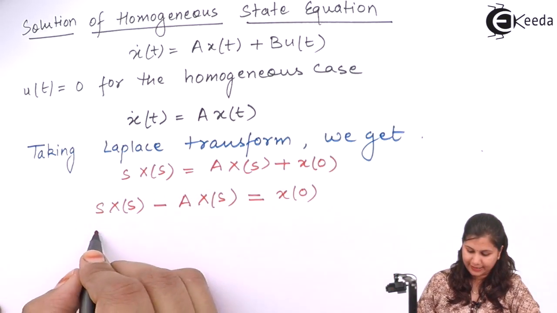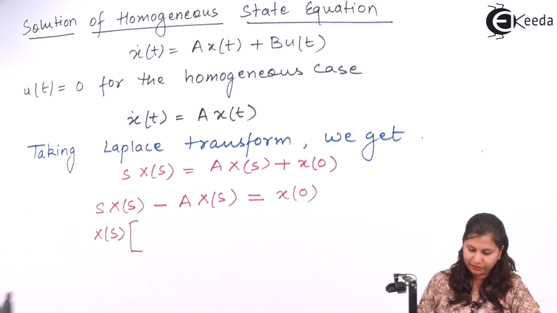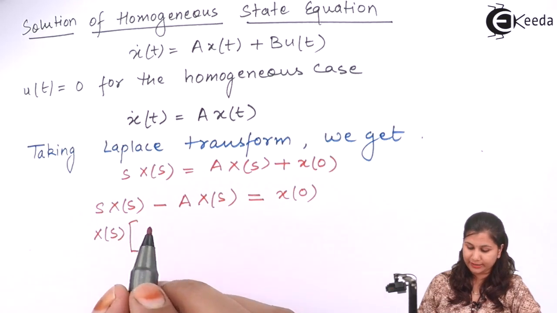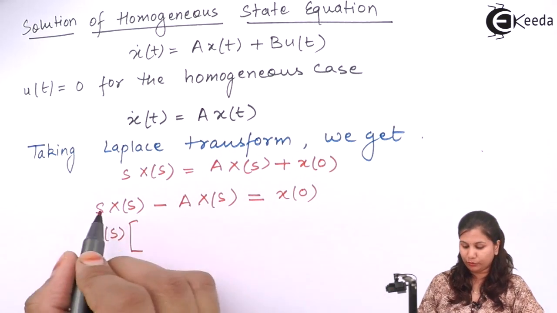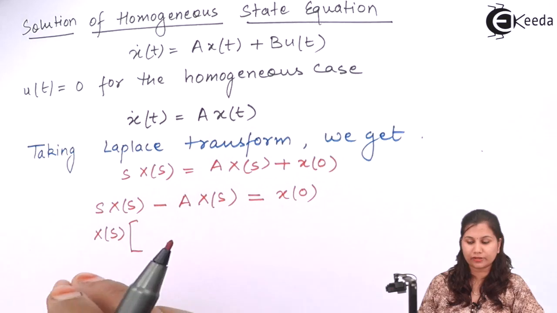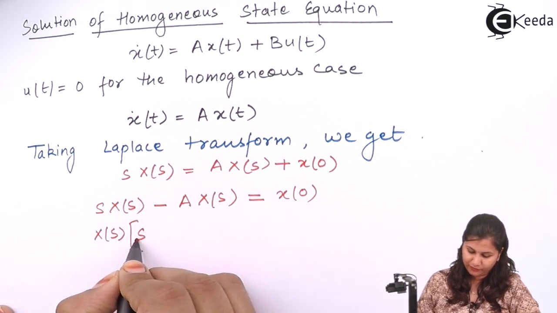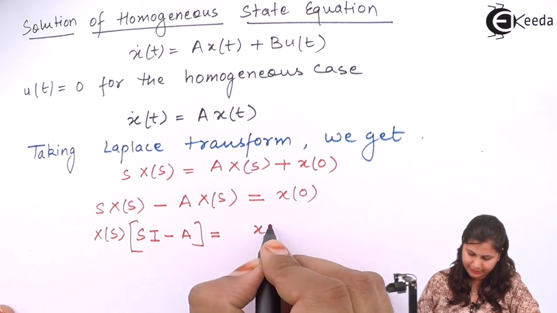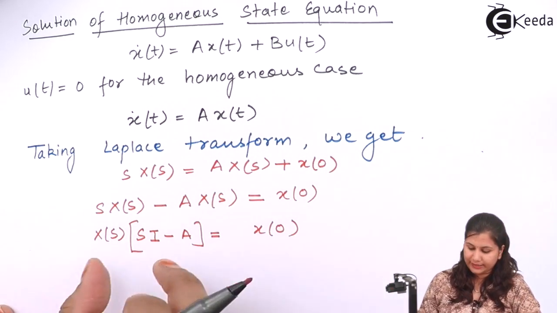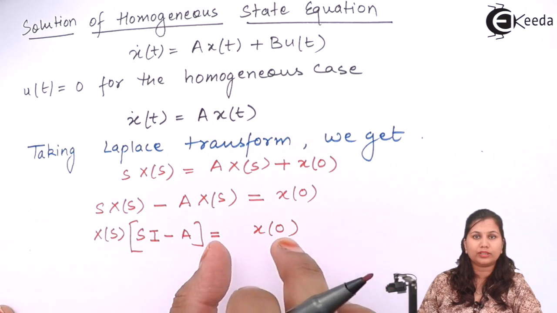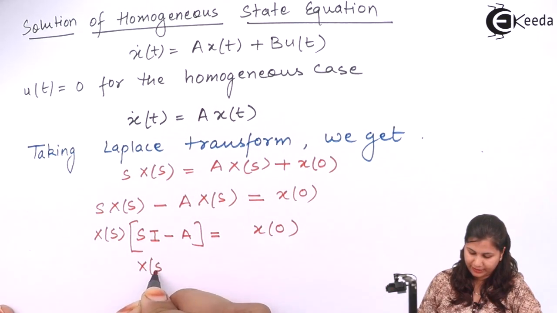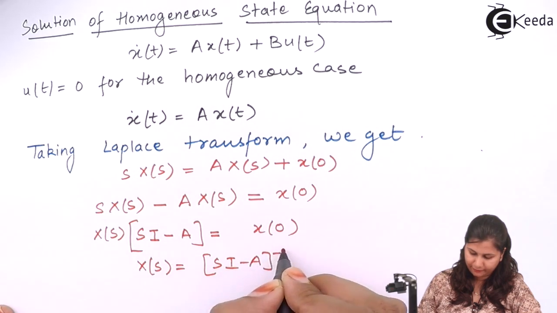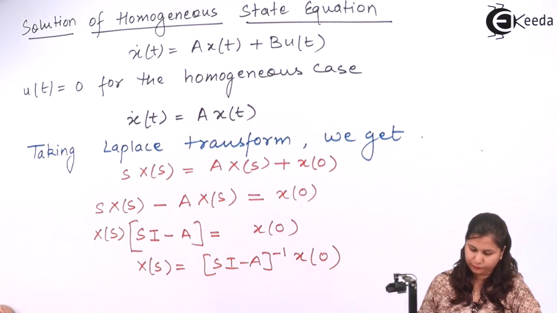Then we can take X(s) as common and we are left with s I, where I is the identity matrix, because A is a matrix and we have to keep both sides as matrices to do this subtraction. So here we will have (sI minus A) X(s) equals x0. Now let's bring this sI minus A to the right hand side. So we will have X(s) equals (sI minus A) inverse x0.